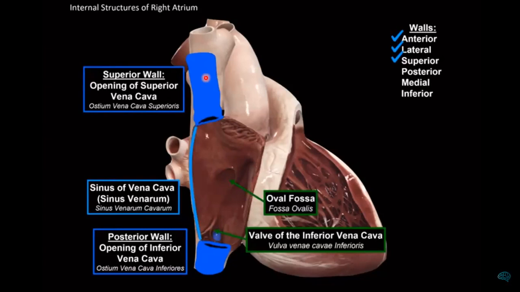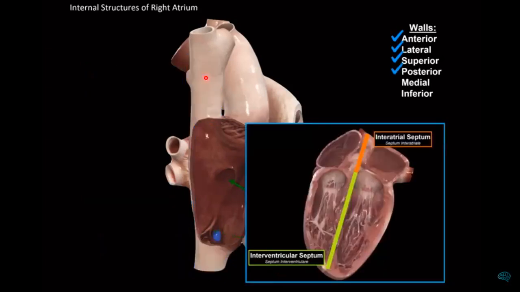In here, you also see the intraatrial septum. In the intraatrial septum, you can find the middle wall in here. Here is the middle wall of the right atrium where you find the oval fossa. So this is the oval fossa.